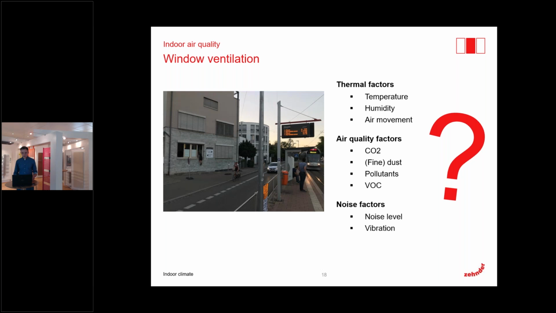And talking about indoor air quality, you take in dust from outside and also fine dust. As you can see here in the picture, you have a lot of traffic, so there's no protection. And also for other pollutants like the VOCs. Using a mechanical ventilation system, you have the opportunity to put in a filter which can filter all these particles. And what we haven't talked about yet, the noise factors.